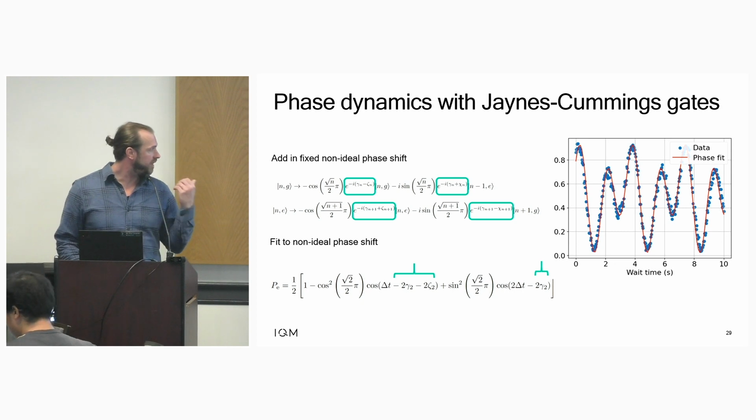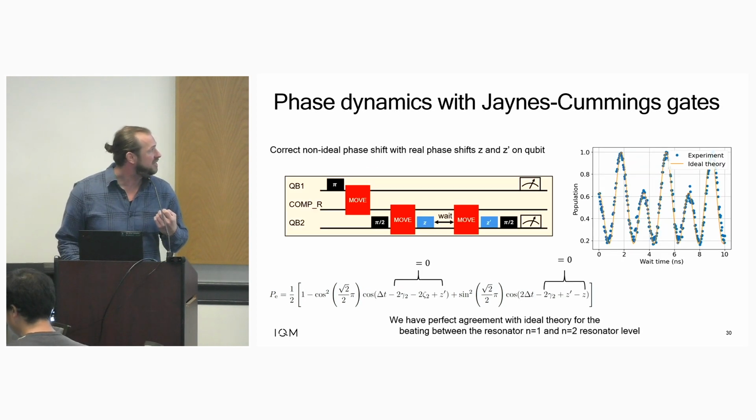So going one step further, we now want to see about correcting these phase terms. So what we do is we add real rotations on the qubit after the two moves. We use values determined from the fit in the previous experiment to set the rotations. And this should give us what our original expected value is.